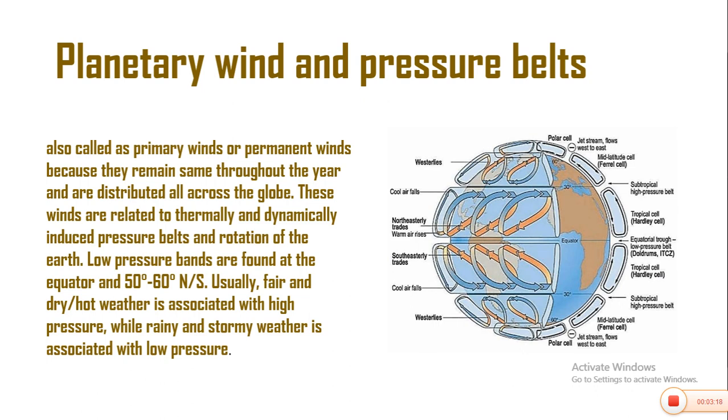Low pressure bands are found at the equator and at about 50 degrees to 60 degrees north-south. Usually fair and hot weather is associated with high pressure, while rainy and stormy weather is associated with low pressure.